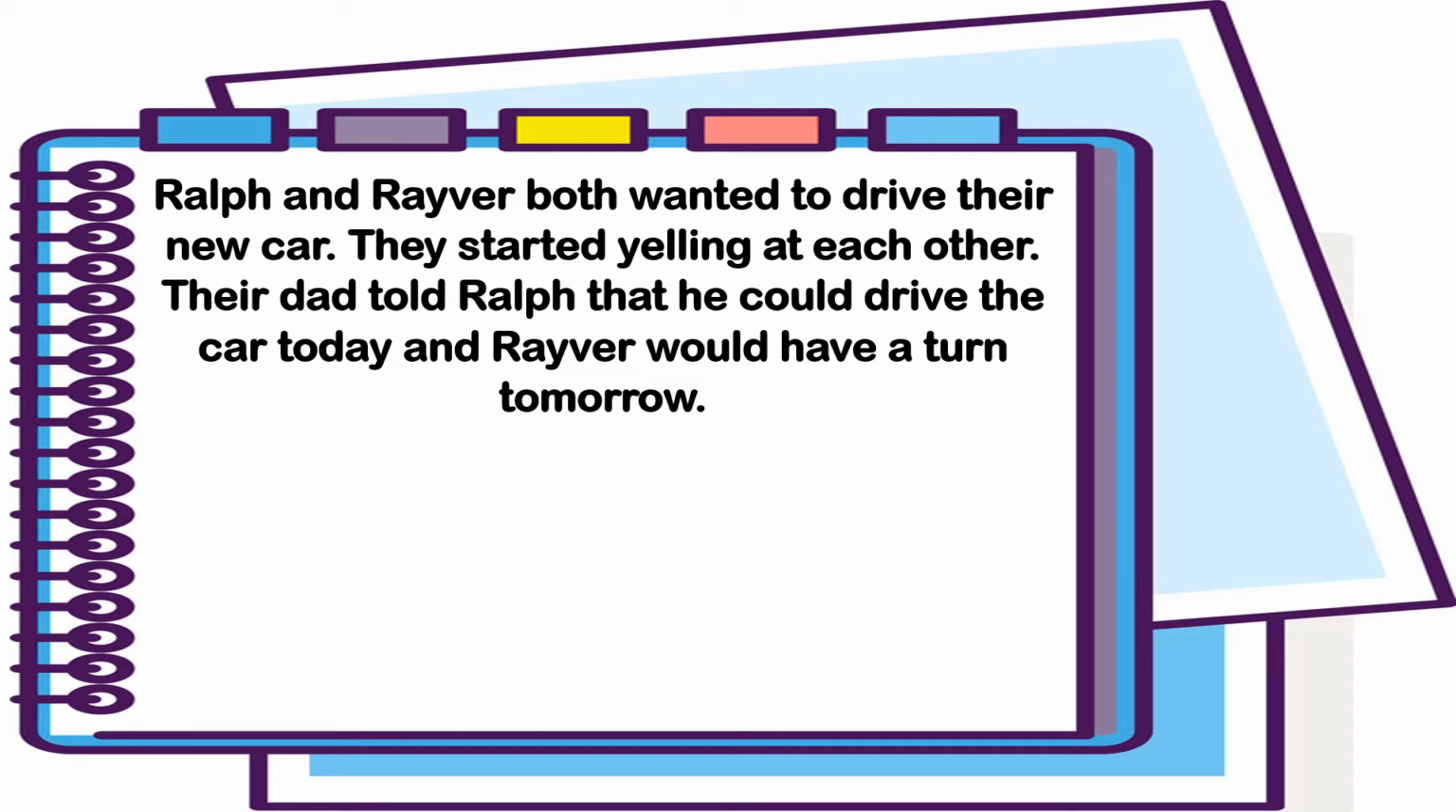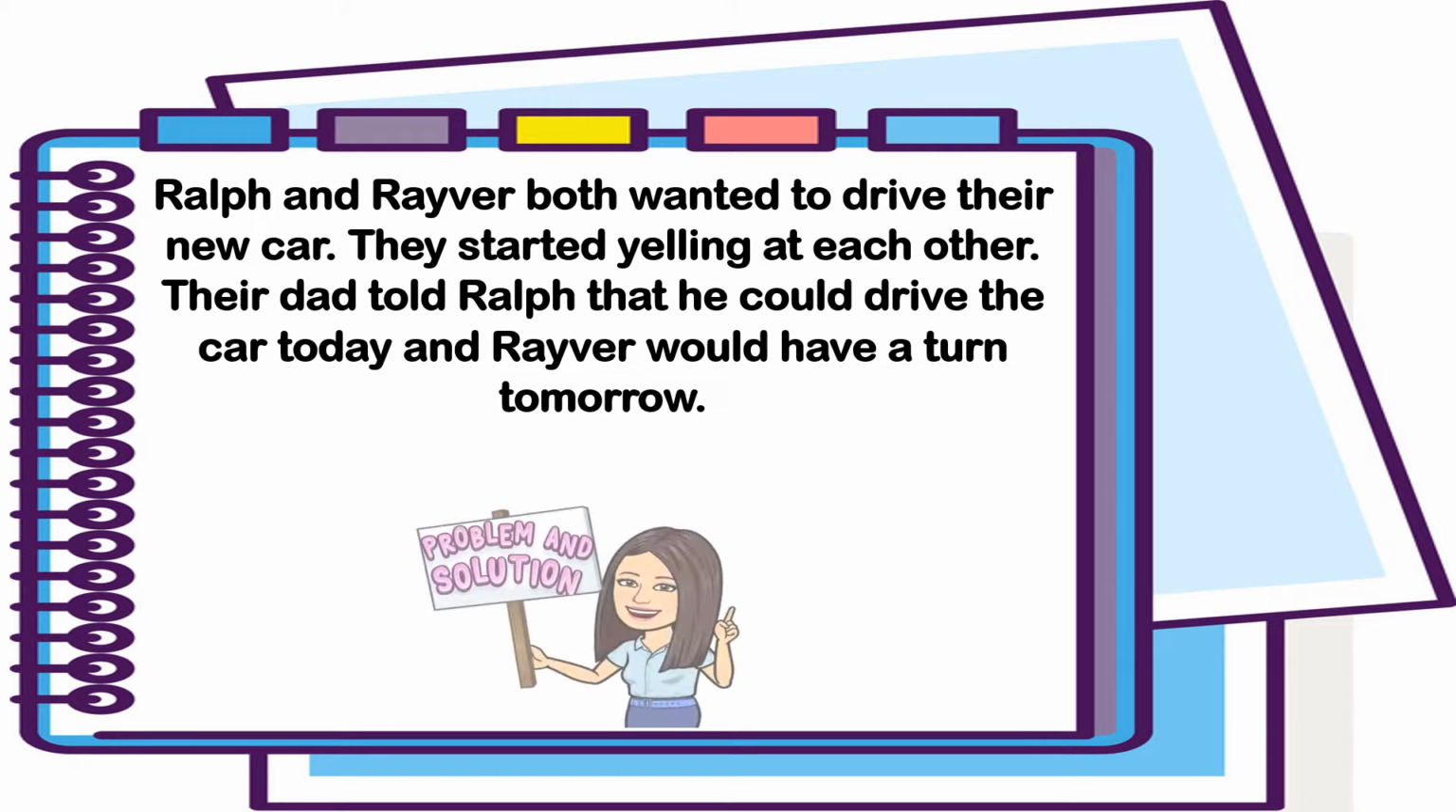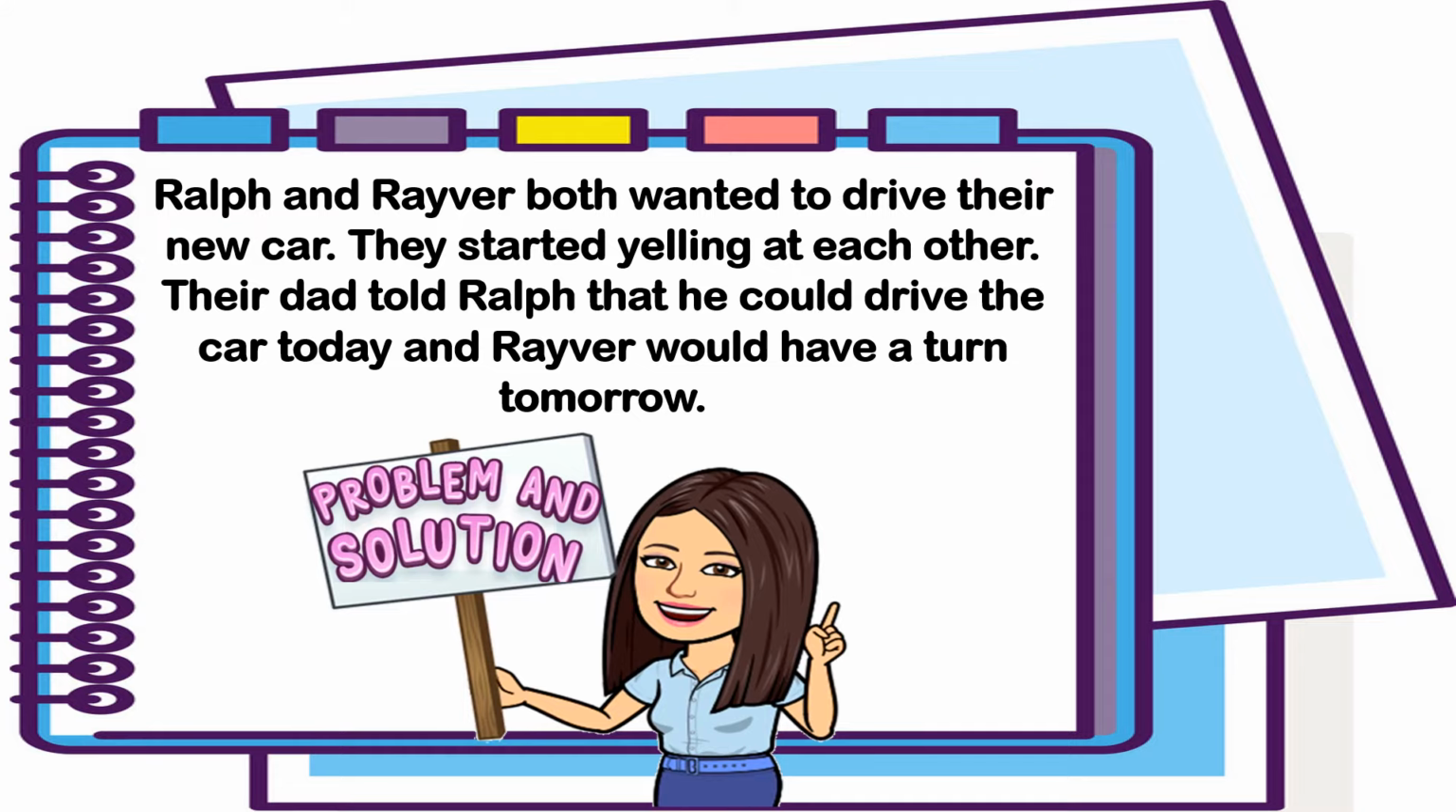Their dad told Ralph that he could drive the car today, and River would have a turn tomorrow. The correct answer is problem and solution.